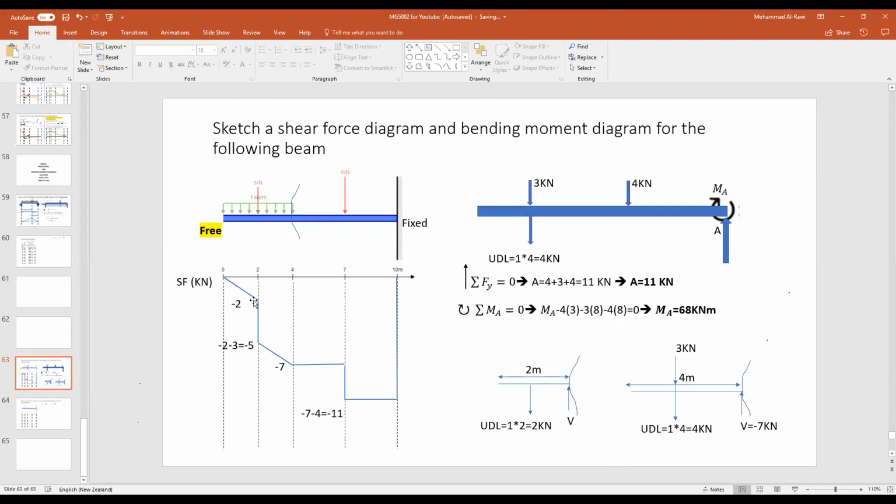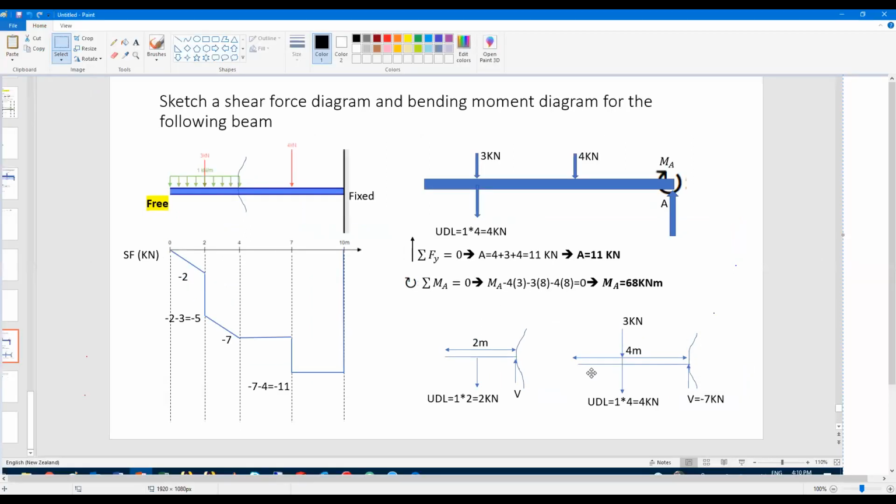There is only one section I need to take. So I took a section at 2 meters, before the 3 kilonewtons. So the 3 kilonewton will be cancelled. So what you have is a UDL supported by 2 kilonewtons. Let me zoom in, print screen, and I'll show you in better detail. I'm working on it at a different zoom. I'll share it with you now. Okay, so I'm sharing this paint with you guys.